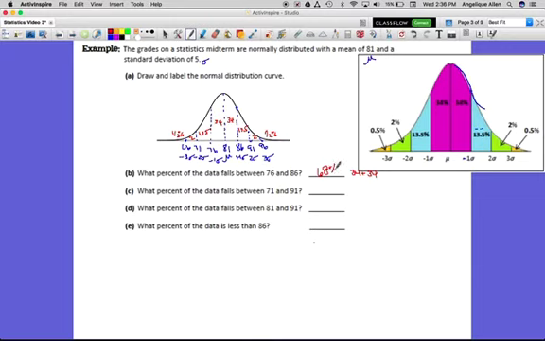Okay, so we're just going to look for the scores on the axis and add up the percentages. What percentage of the data falls between 71 and 91? All right, the fact that our numbers are matching up to the questions means we got them right. And so we need to add up all the percentages between 71 and 91. That's going to be 13.5, and 34 and 34, and another 13.5.